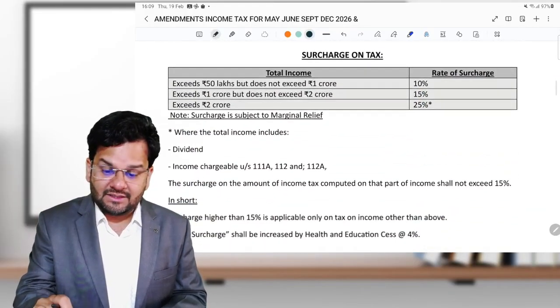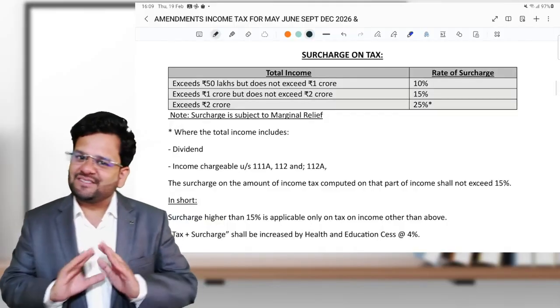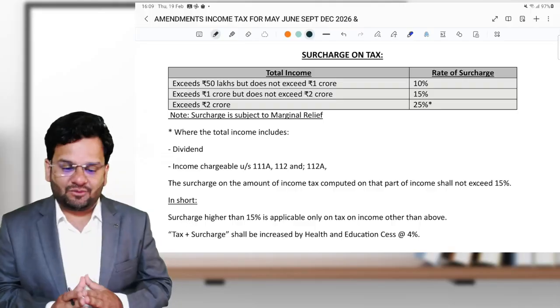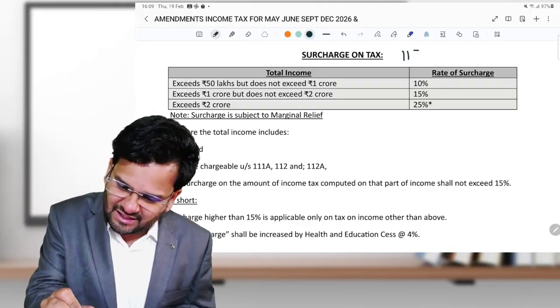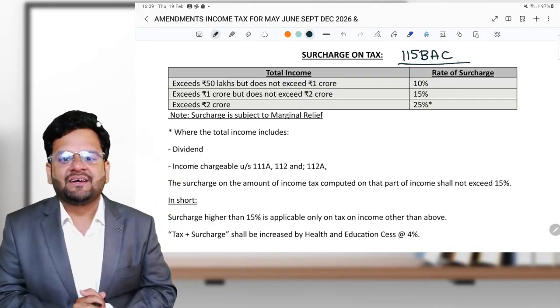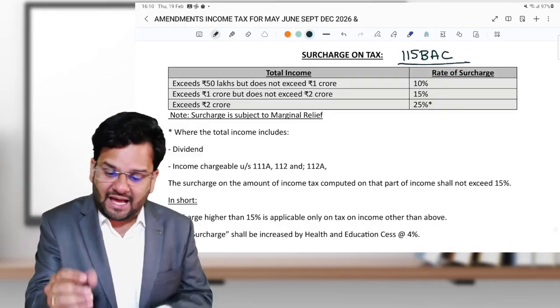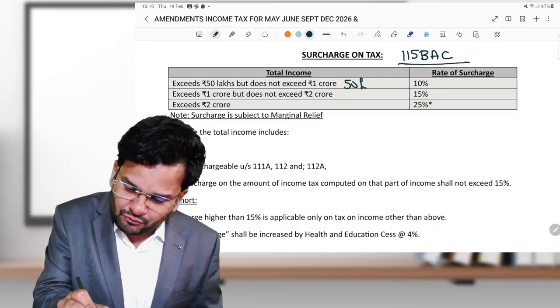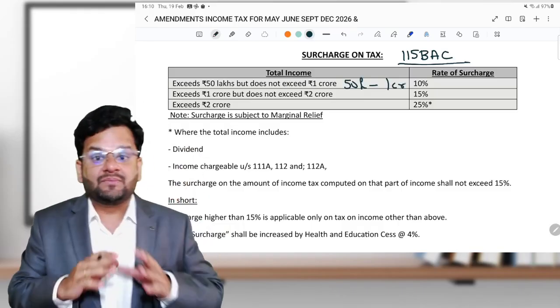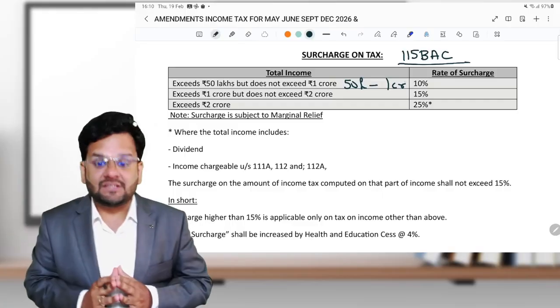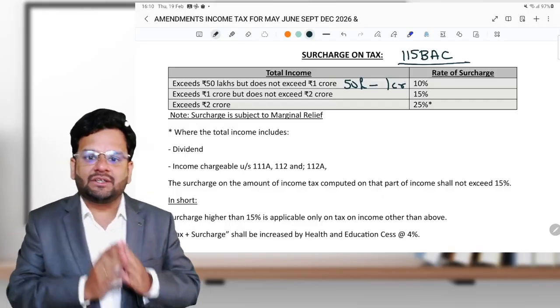Okay, go ahead. Surcharge on tax continues as it was. Here we are discussing section 115BAC. When the income of an individual is between 50 lakhs to 1 crore, then surcharge will be at 10% of the tax.